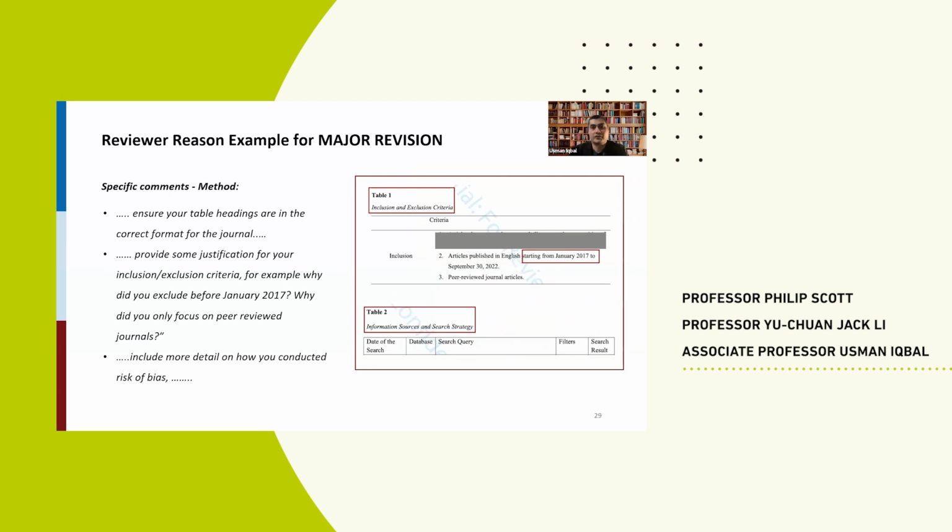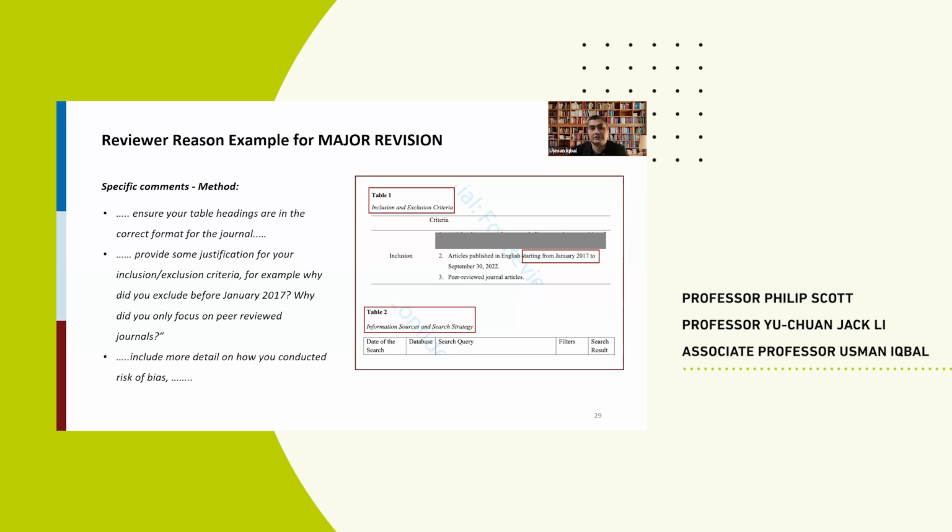This particular example is on major revision. Papers which undergo revision give authors an opportunity to revise the content based on the reviewer comments. The editor thinks that this paper has potential, but it needs to go through some of the comments to improve further. In this example, you can see that the table has the data, but the table title is not very clear. It just says inclusion and exclusion criteria, but doesn't provide further information about what exactly those criteria are.